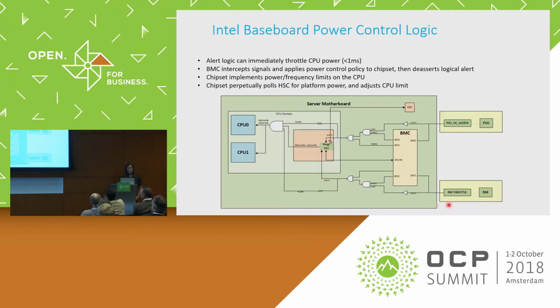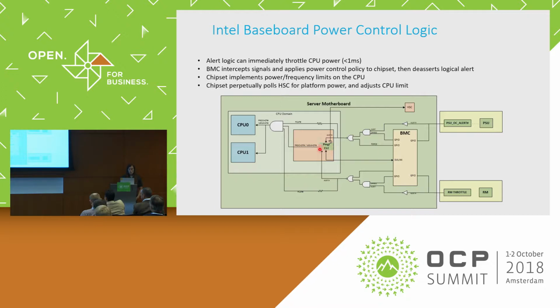Similarly, we have another signal that comes into the server from the rack manager, and we call it rack manager throttle. So if there's a power event at the rack, it'll drive in a signal, and if the policy which resides in the BMC firmware is enabled to allow that event to propagate through, it will result in a power capping event.